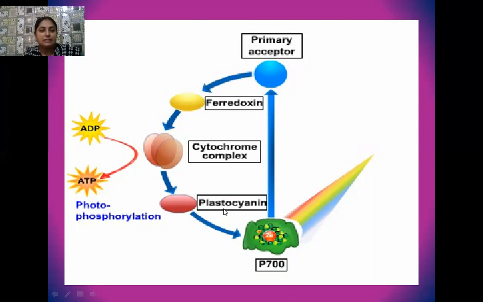As we have discussed much about non-cyclic photophosphorylation, there is another type of photophosphorylation, that is cyclic photophosphorylation. The photosystem related to cyclic photophosphorylation is P700. You know that P700 is the photosystem which receives the light corresponding to a wavelength of 700 nanometers.